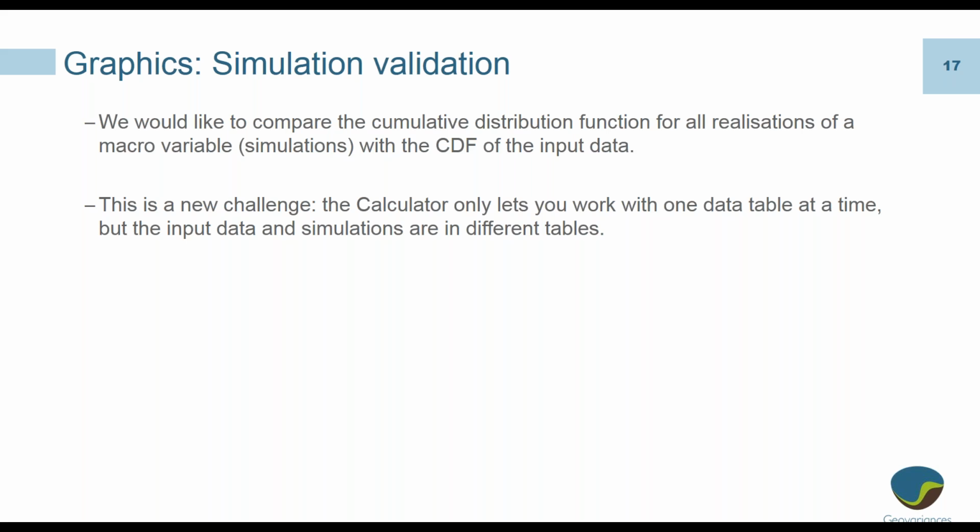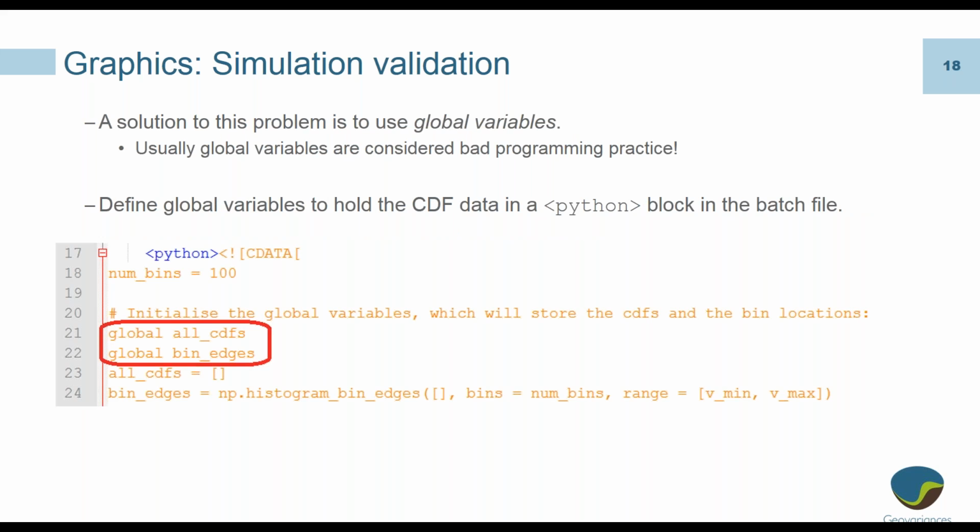Now, that's a very natural thing to want, but it does introduce a new challenge for the Python scripter in Isatis.neo, because a calculator only gives you one data table. In the simulation validation context, we have input data on one data frame, and the simulations on your output grid, which is a different data frame. So we need a way to somehow use data from 2 different data frames before plotting them to a final PNG image. And a solution here is to use global variables.